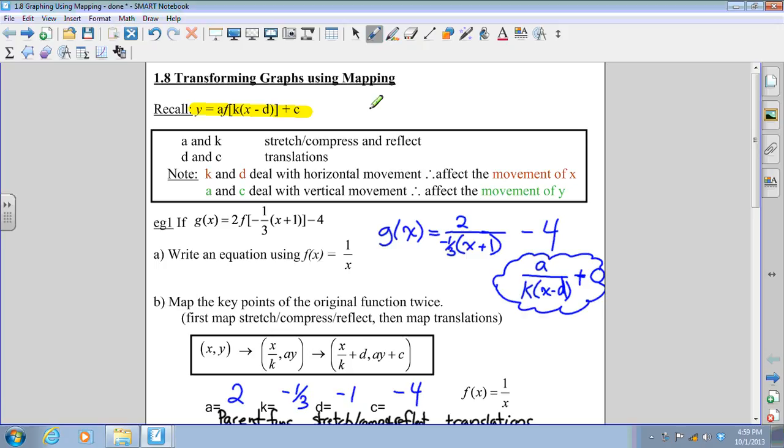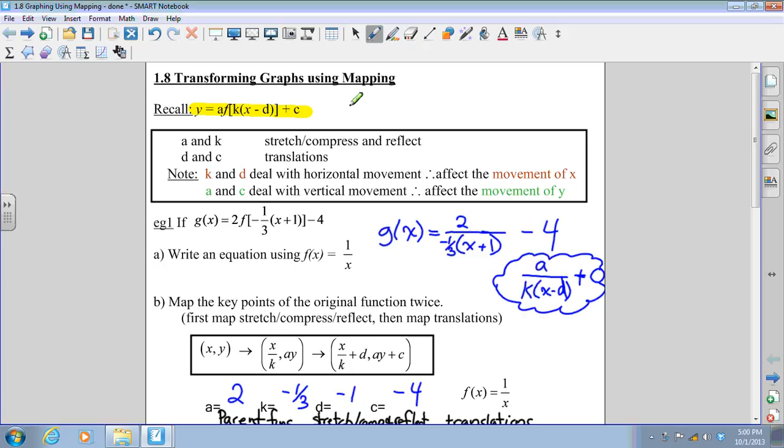Now, what is difficult is the graphing, ladies and gentlemen. Why is that? Because we have the factor of A pushing or pulling in a vertical sense, as well as the K factor, which is pushing and pulling in a horizontal sense. And sometimes it's difficult to graph these transformations. That's why we're going to break it down and use what's called mapping.